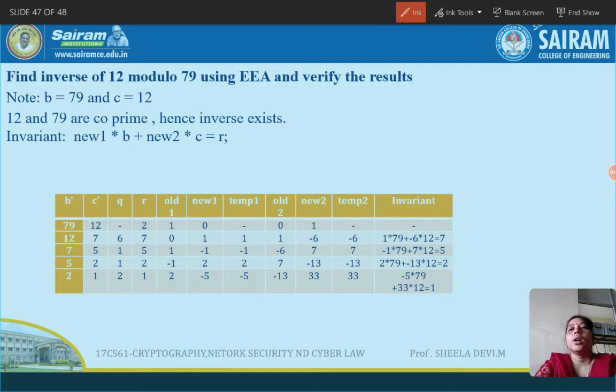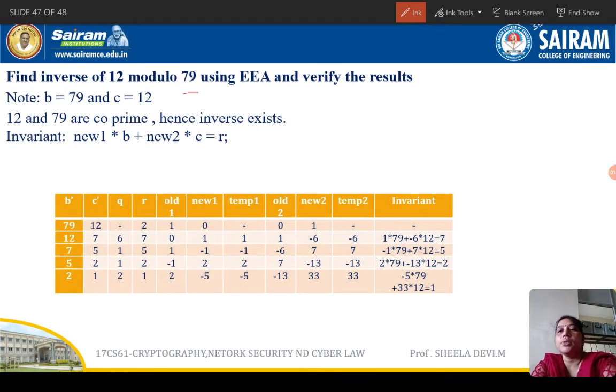Now we have to calculate the inverse of 12 modulo 79 using the extended Euclidean algorithm. So what is the B value here? B value is 79 and the C value is 12. So you can also write it like this, GCD of 79 comma 12.